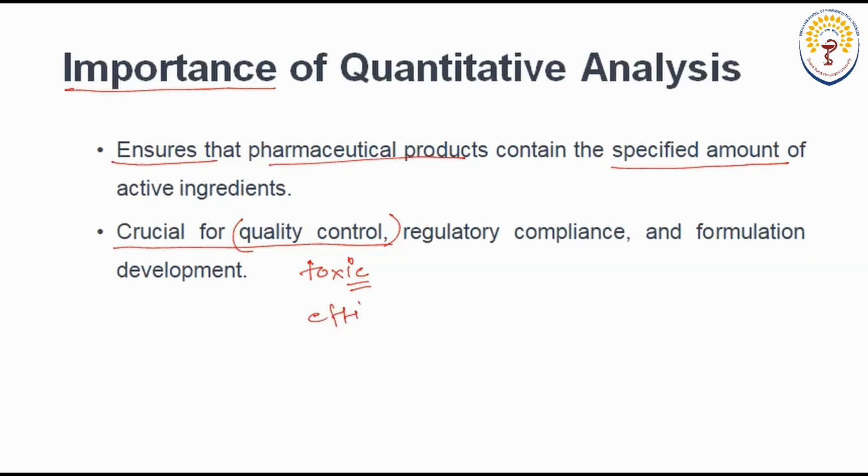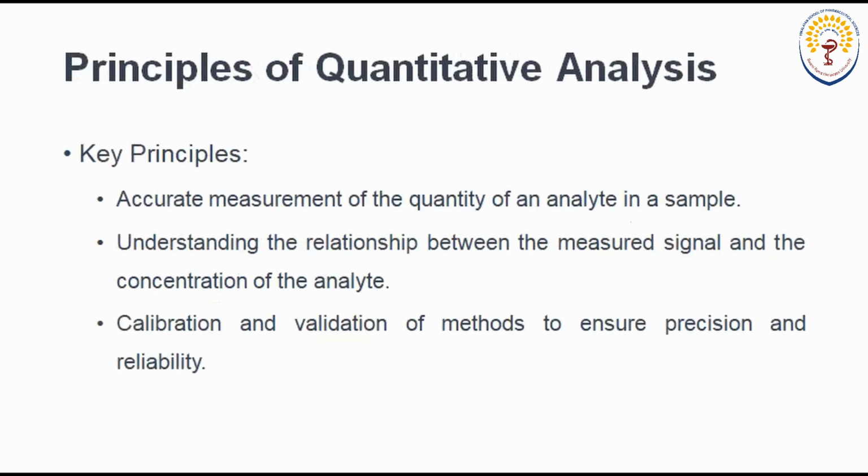Also, for regulatory compliance, we have to check whether our drug molecule is in the sufficient amount or not. Otherwise our drug molecule will not pass through the regulatory bodies. Third thing is formulation development. After the formulation has been produced, you want to know the amount of that drug molecule, of that API, in the sample. For that you perform quantitative analysis, and that is why quantitative analysis is important.